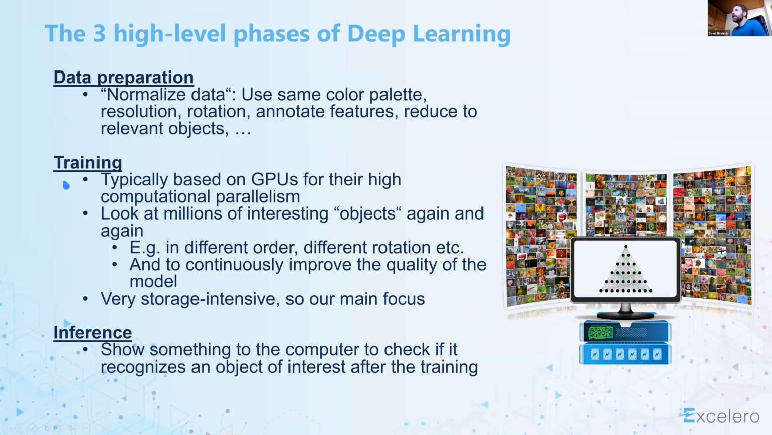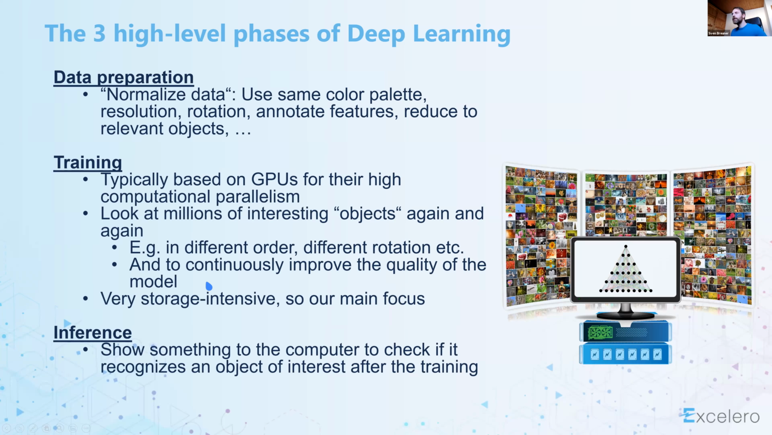Much more storage intensive is the training phase. This means you walk over all of the images again and again in different order, because all that impacts the way the computer learns. And when you're done with that, you do it again with a slightly different rotation of the images, or shifting the relevant object a bit and things like that.